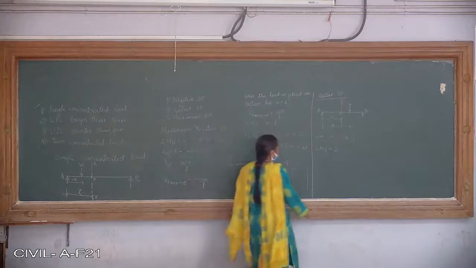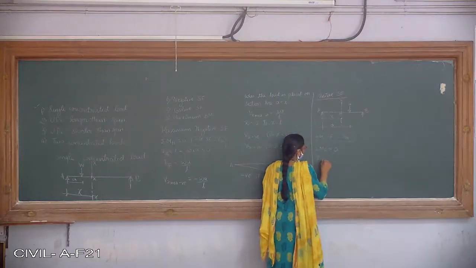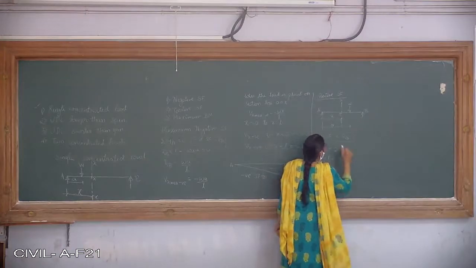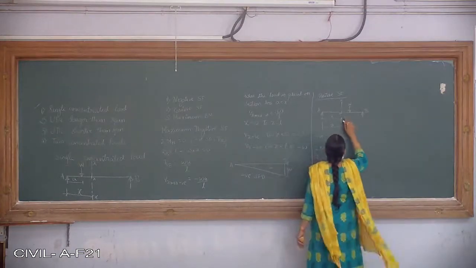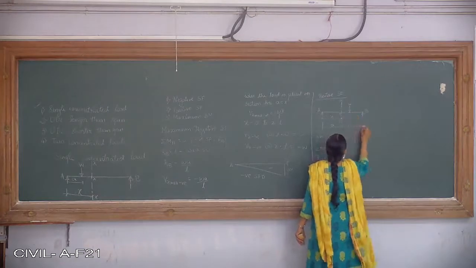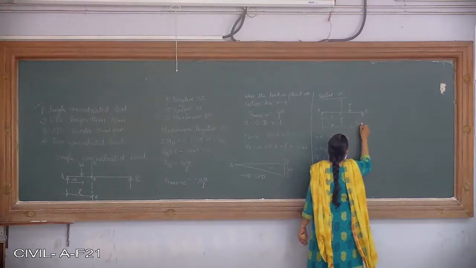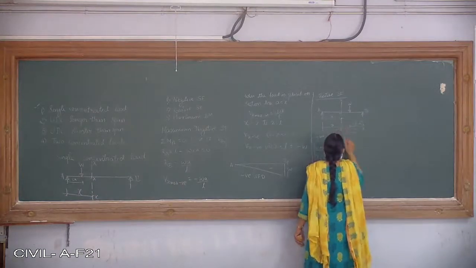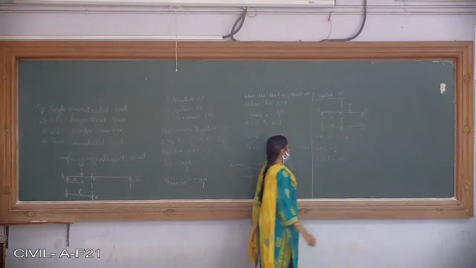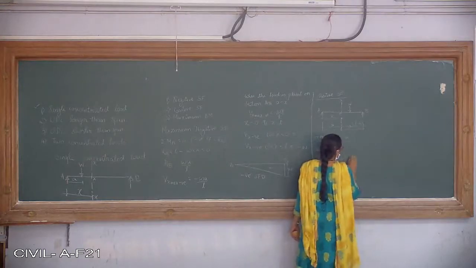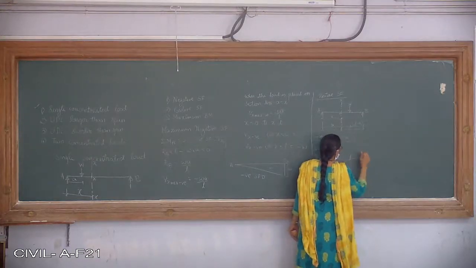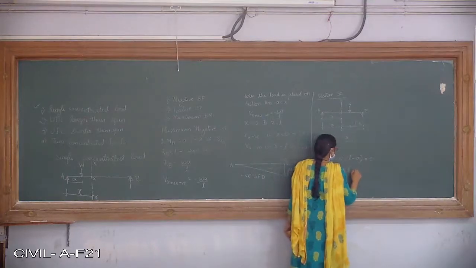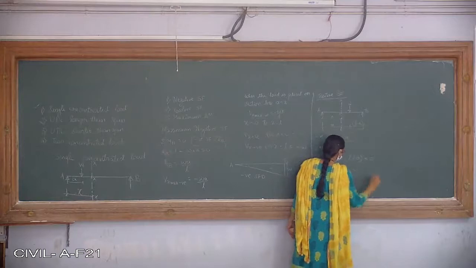How do I get the expression here? Ra into L minus W into, now what is this position? From here to here this distance is L minus A. Whole span is L. Okay. So L minus A is that distance. W into L minus A is equal to 0, or Ra is nothing but W into L minus A divided by L. Okay.